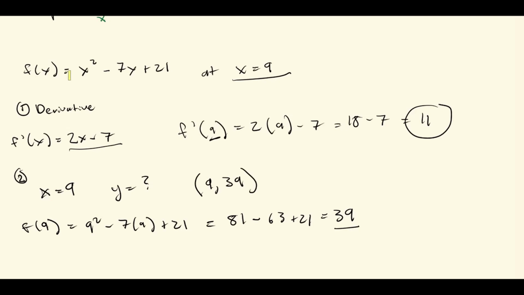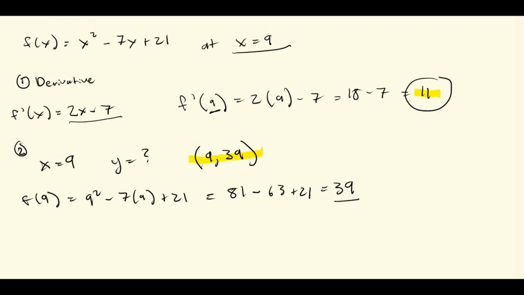So now that we know the slope of the function at x equals 9, and we know the point, we can go ahead and form the equation of the tangent line. So step 3, we're going to use point slope form. y minus y1 is equal to m times x minus x1. And we're going to plug in the y coordinate, the x coordinate, and the slope.